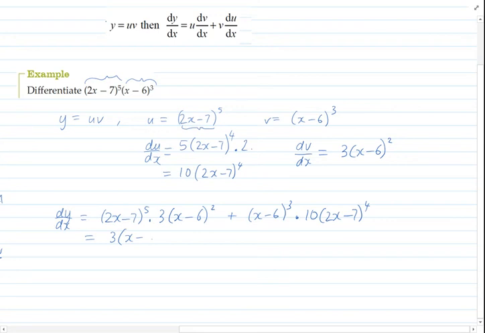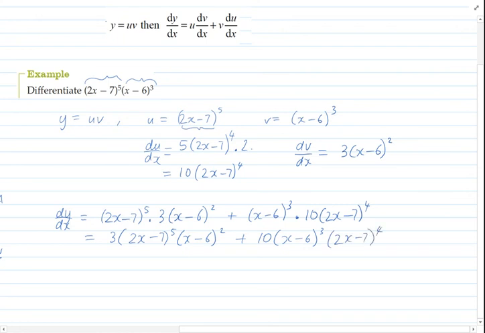Now we need to just simplify things a little bit, so I'm going to write 3 times (2x minus 7) to the power of 5 times (x minus 6) squared, plus 10 times (x minus 6) to the power of 3 times (2x minus 7) all to the power of 4.